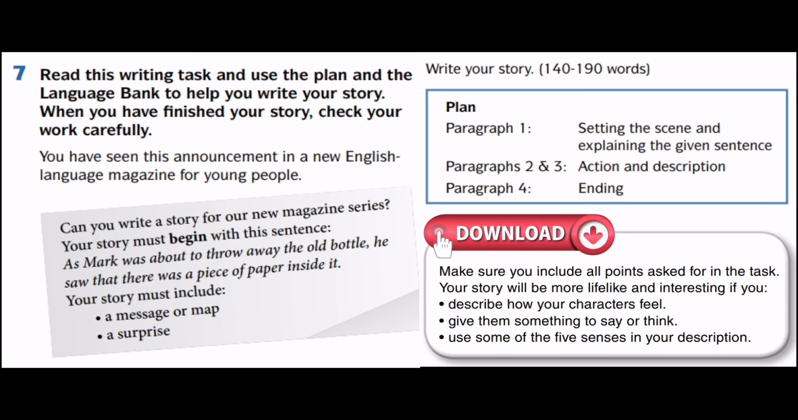Okay, so this would be the tips. Make sure you include all points asked for in the task. Your story will be more lifelike and interesting if you describe how your characters feel, give them something to say or think. Use some of the 5 senses in your description. So they repeat all the things that we discussed just now.